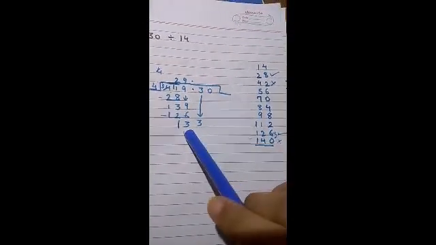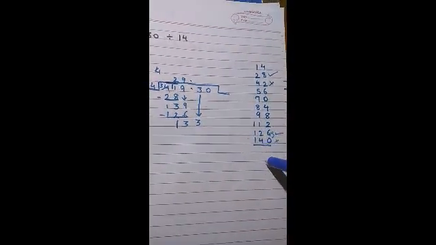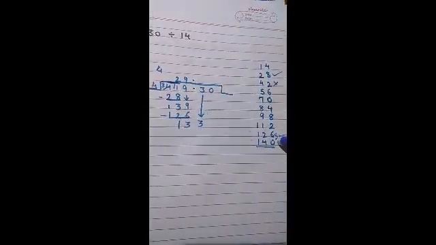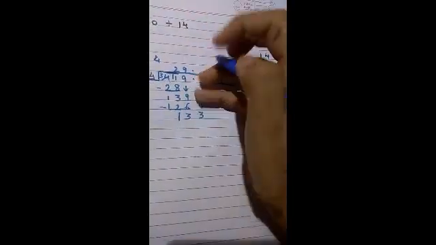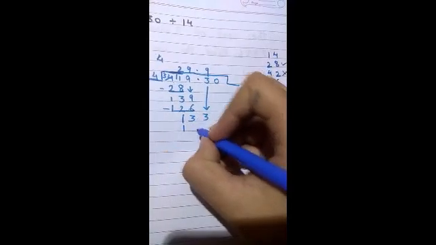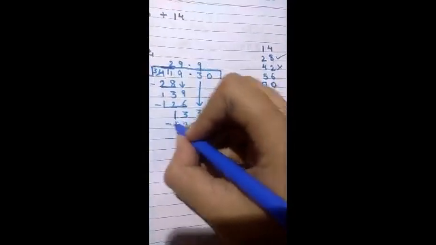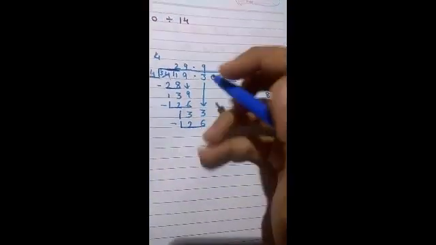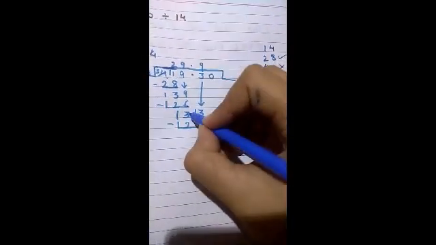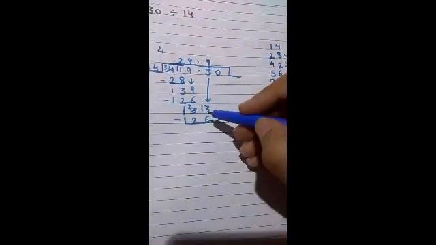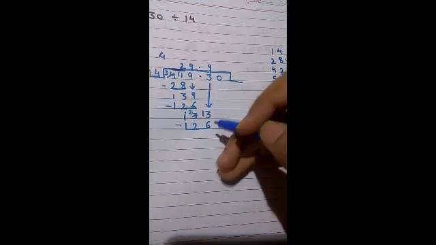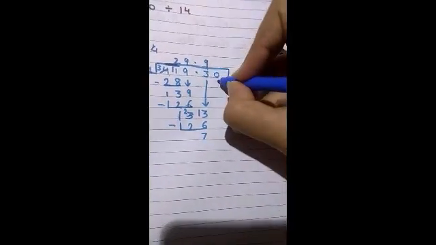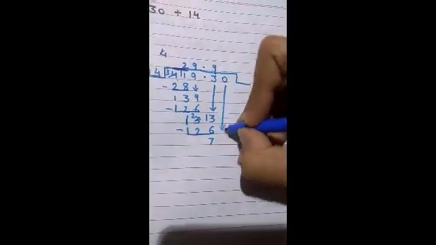क्योंकि 140 133 से बड़ा है. 140 133 से बड़ा है, इसलिए हम इसको नहीं ले सकते. हम लेंगे 126. 14 nines are 126. Now subtract. 3 में से 6 नहीं जा सकता. Make it 13 and make this one 2. 13 minus 6 will be 7. Correct. Now bring the next number down, that is 0.